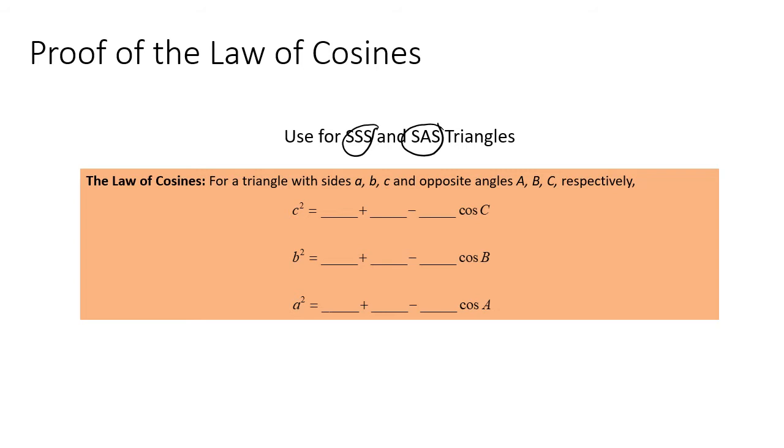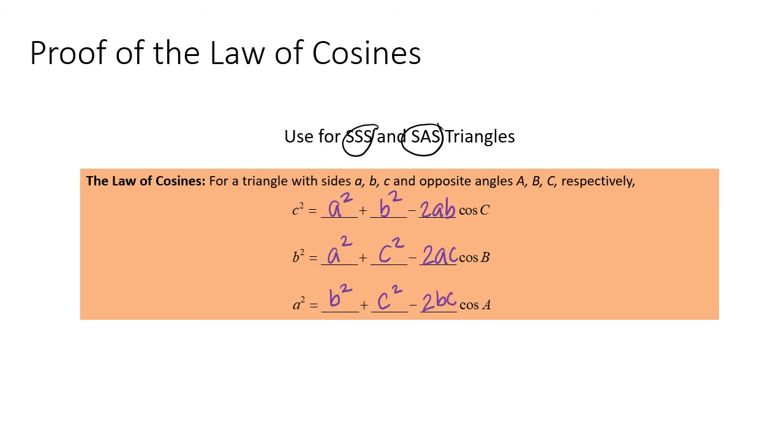So it's c squared equals a squared plus b squared minus 2ab cosine C. B squared equals a squared plus c squared minus 2ac cosine B. And a squared equals b squared plus c squared minus 2bc cosine A.